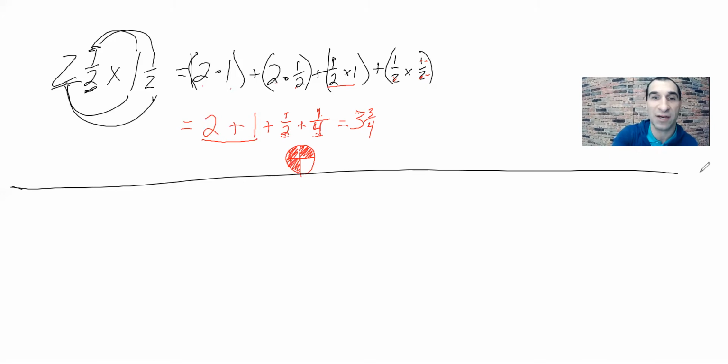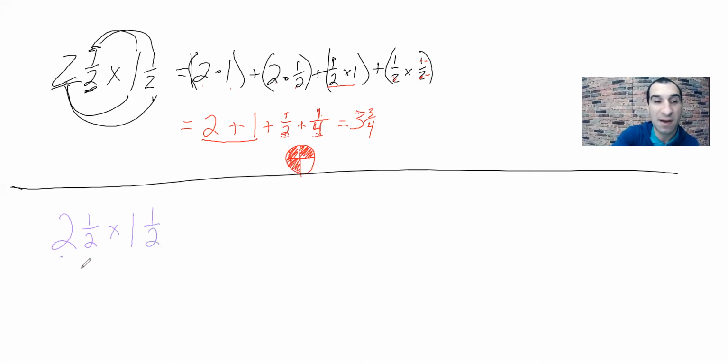Another way is you can actually use the standard algorithm to work this out. So I would take my problem again, which is 2 and 1/2, and I'm multiplying by 1 and 1/2. I can take these mixed numbers and turn them into improper fractions and then just multiply across. So how do I turn 2 and 1/2 into an improper fraction? Remember, I think reverse or counterclockwise. 2 times 2 is, of course, 4, plus 1 is 5. So this can be written as 5 halves.